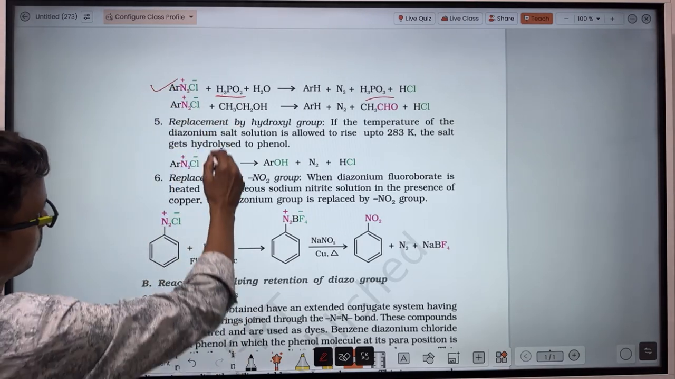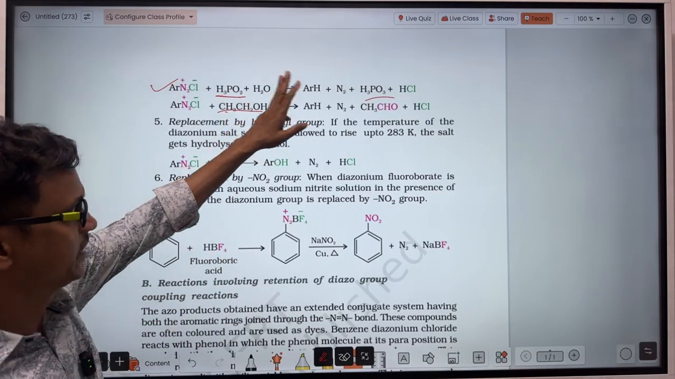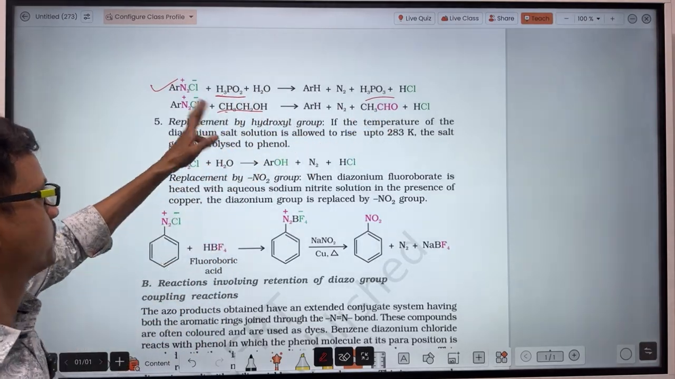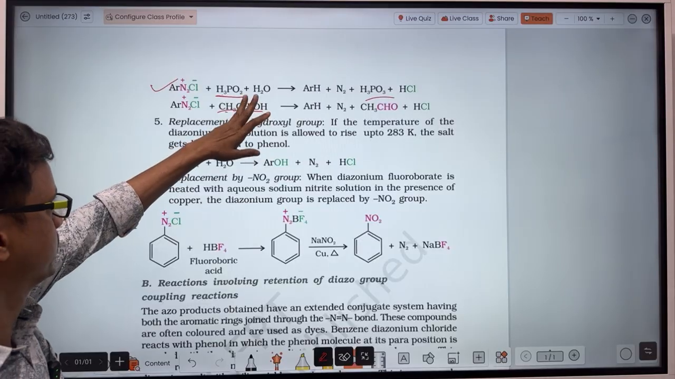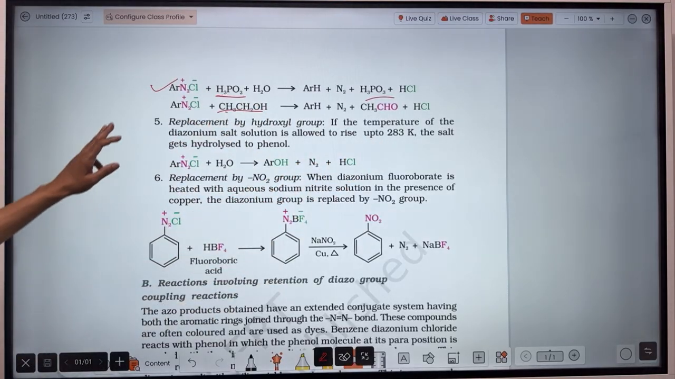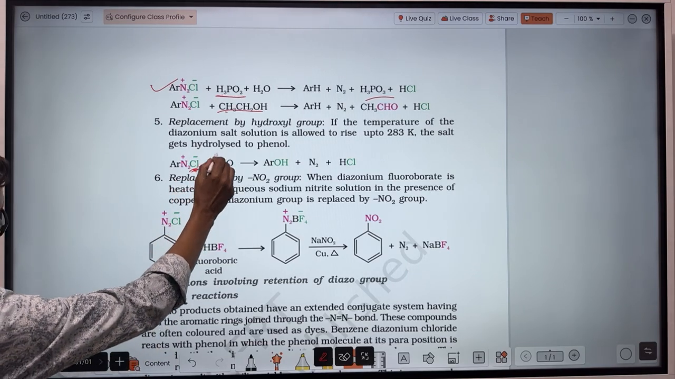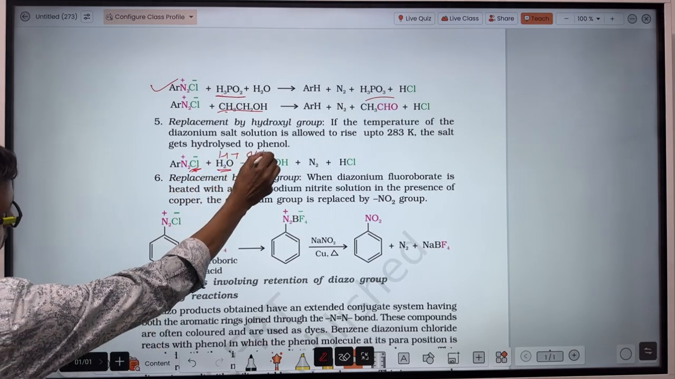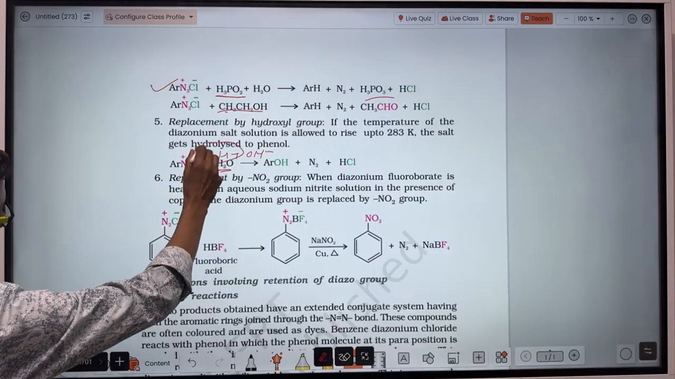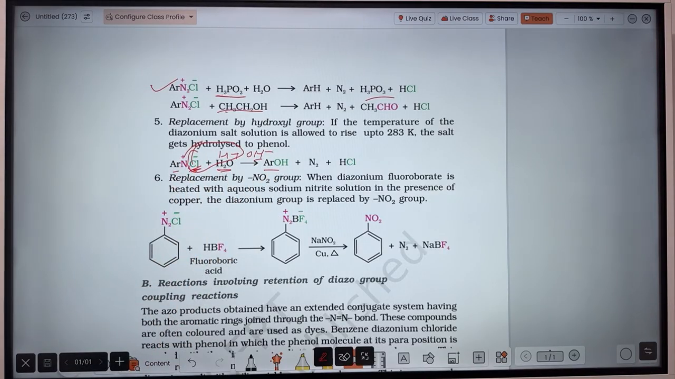Similarly, alcohol will get oxidized into aldehyde. So with ethanol, nitrogen is released, and the hydrogen released combines with chlorine to form HCl. Same with water: chlorine combines with hydrogen, because of H plus and OH minus ions, forming HCl, nitrogen is released, and the OH minus ion gets bonded.